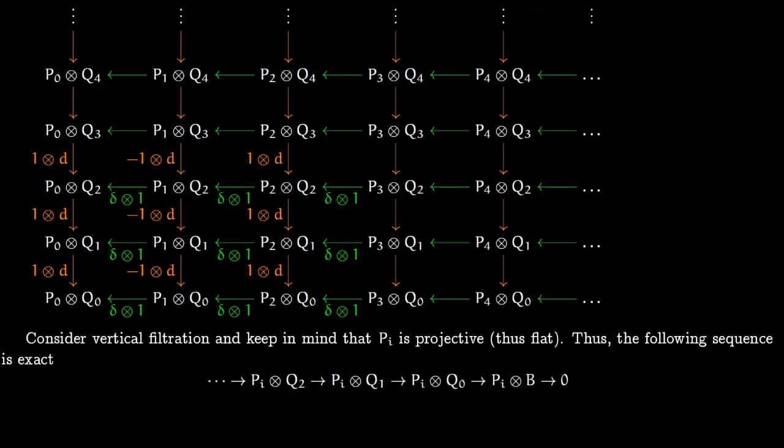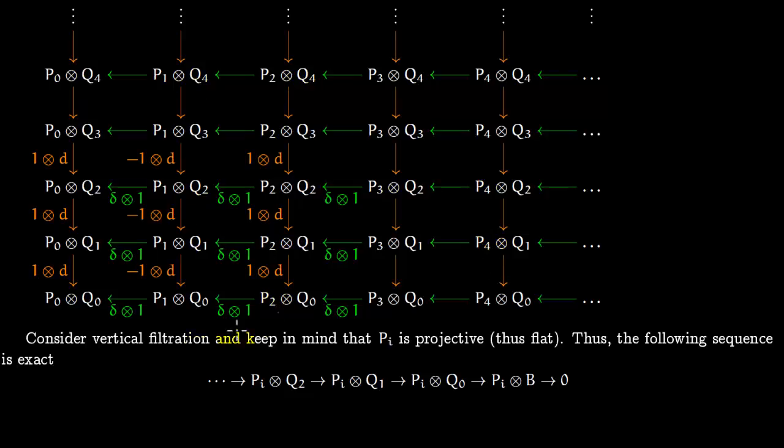So we are given the projective resolution of A and B, and from that resolution we form a double complex. We have seen the formation of this double complex in a previous lecture. So this is a double complex, and what you get is a total complex.